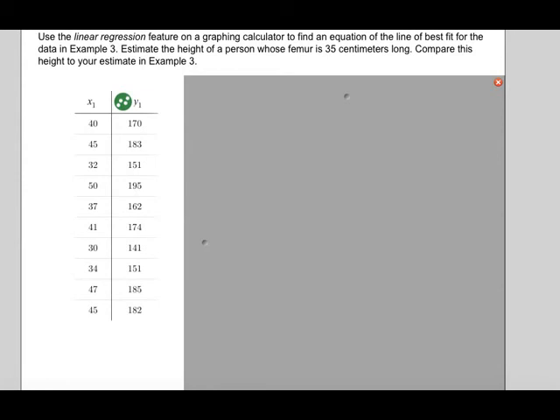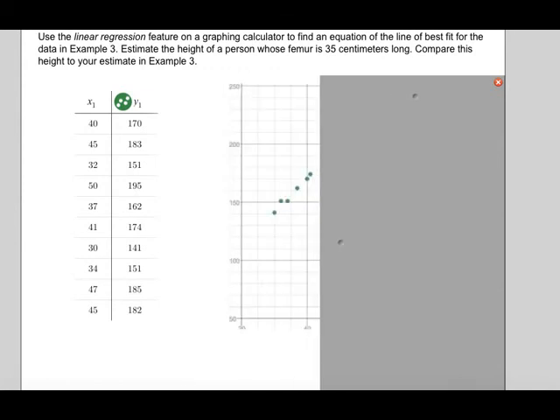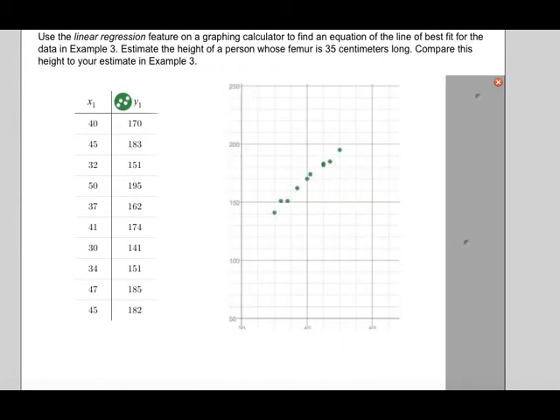Okay? Then what it will do is on the graph, it will plot it. Now you're going to have to zoom in or zoom out to find that graph. And it looks something like this. So this is just a little snapshot of the data. If you look, it's pretty linear. It's pretty much a really strong correlation because they're really close together.